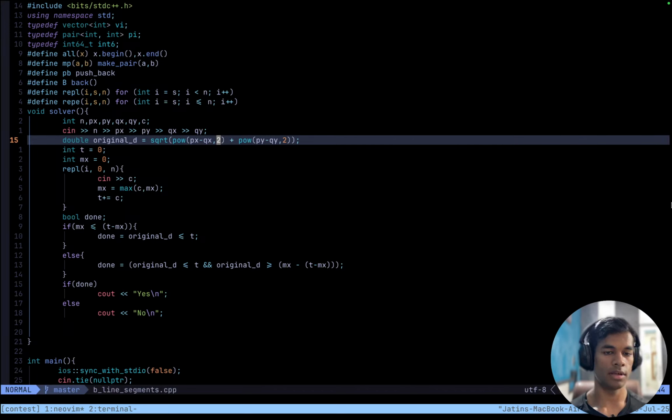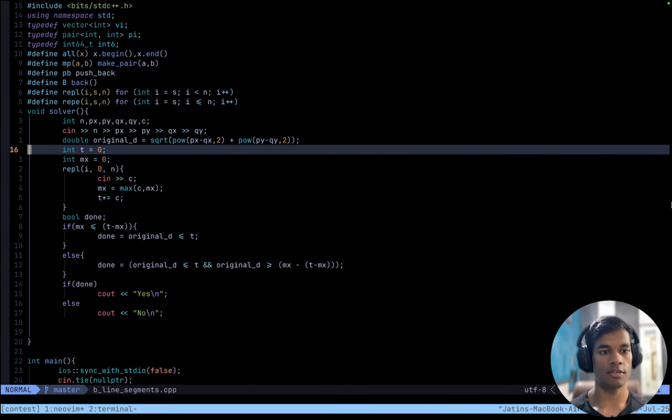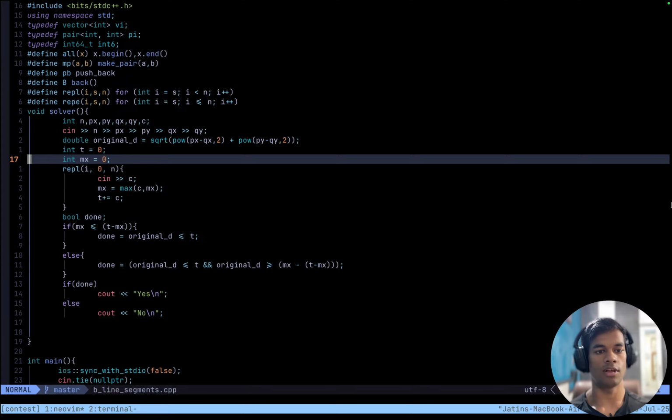I think instead of no, that is good. Square root of the distance: x1 minus x2 squared plus y1 minus y2 squared. That would be the original distance. And t, what is t?